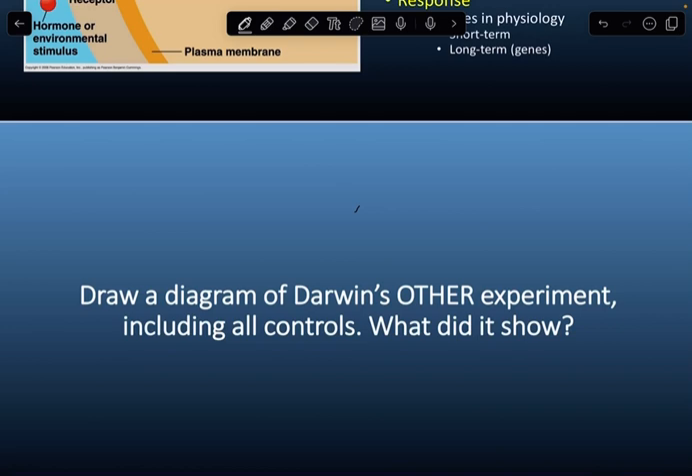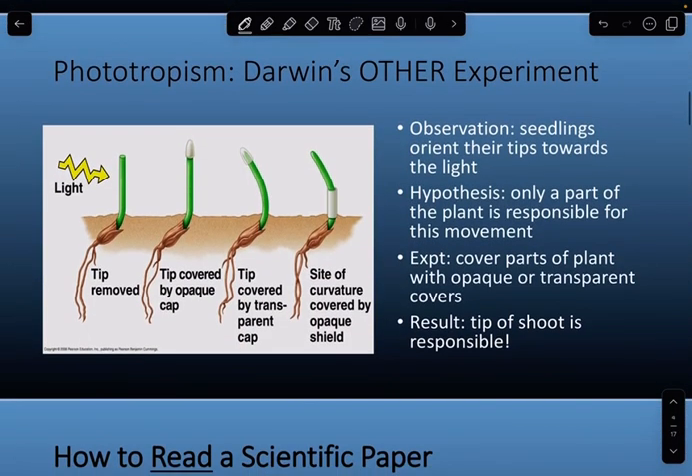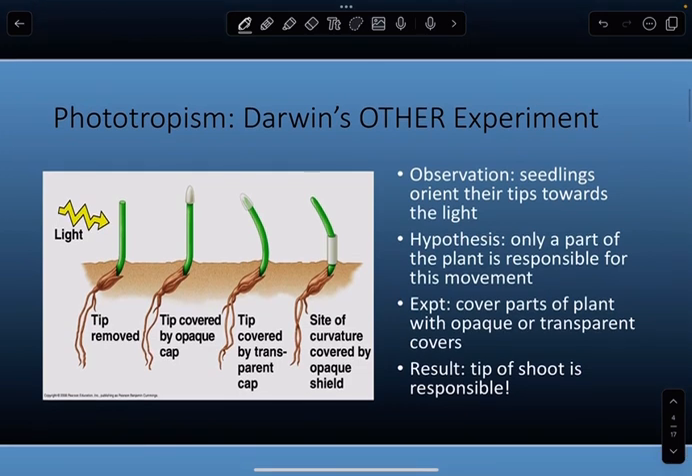So, let's show what happened, right? Charles Darwin was a good Englishman, had a little greenhouse, and he was interested in phototropism in plants, the bending that plants do towards the light. He hypothesized that only part of the plant is responsible for this movement, the tip of the plant. So the first thing he did was just lop off the tip, okay? And when light was shown on the plant, it did not show the phototropic response.